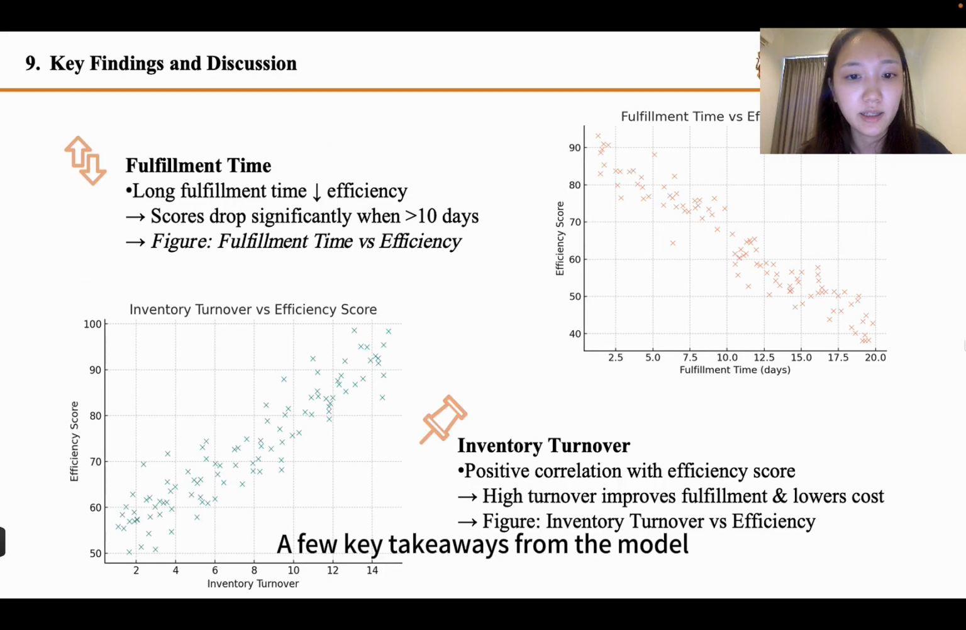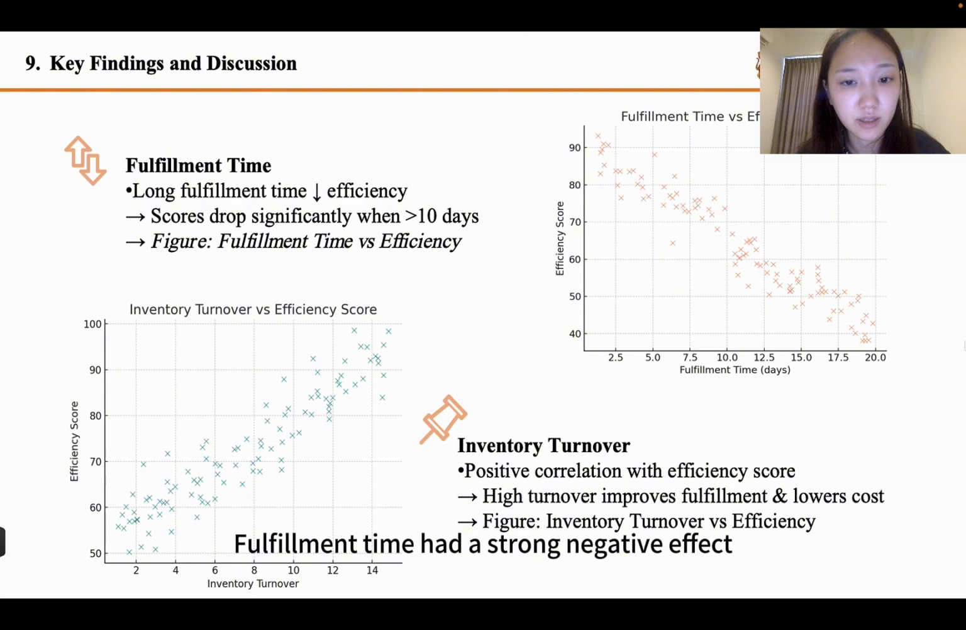A few key takeaways from the model. Inventory turnover was critical. Higher turnover meant better scores. Fulfillment time had a strong negative effect. Delays hurt performance. Return reasons and customer feedback also had clear influence. In short, fast delivery and healthy stock management really matter for seller efficiency.